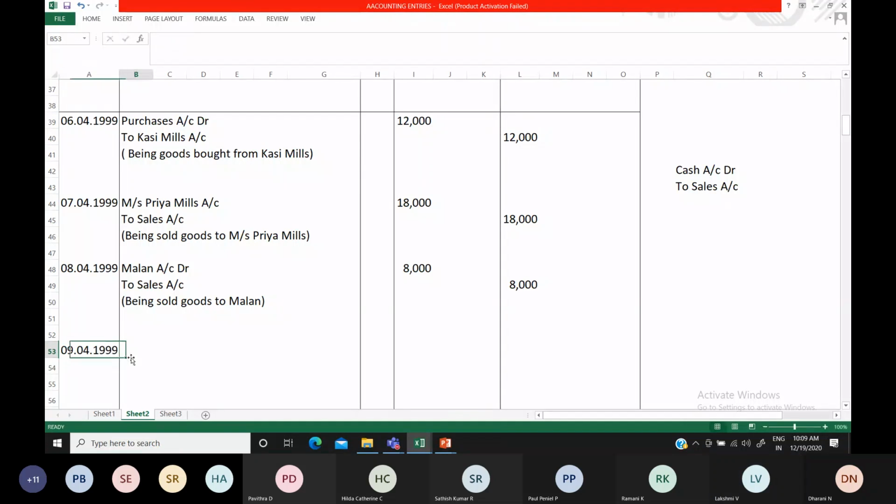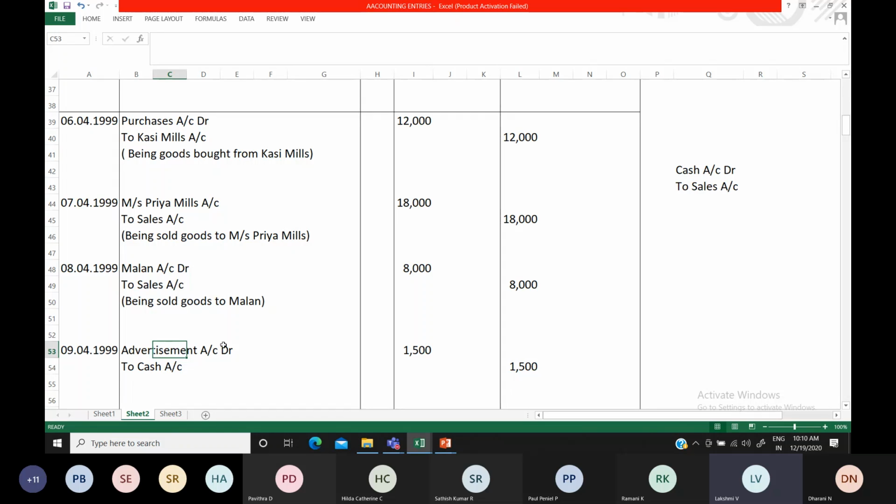So advertisement account debtor to cash account. Okay, advertisement account debtor to cash account, 1,500. So why has the advertisement account been debited?